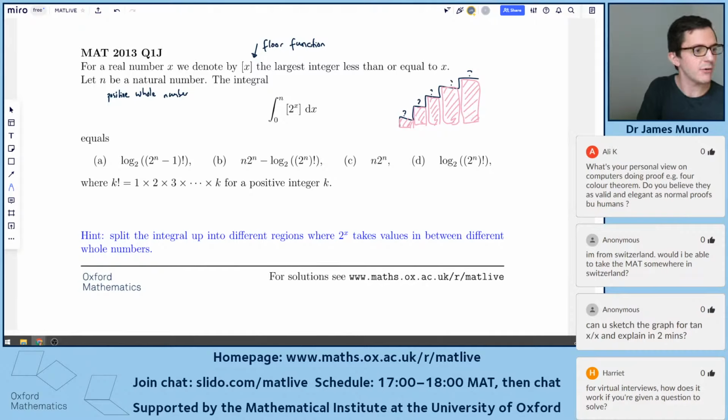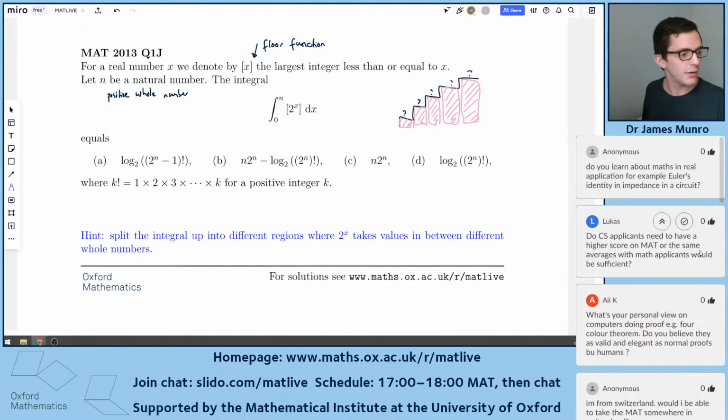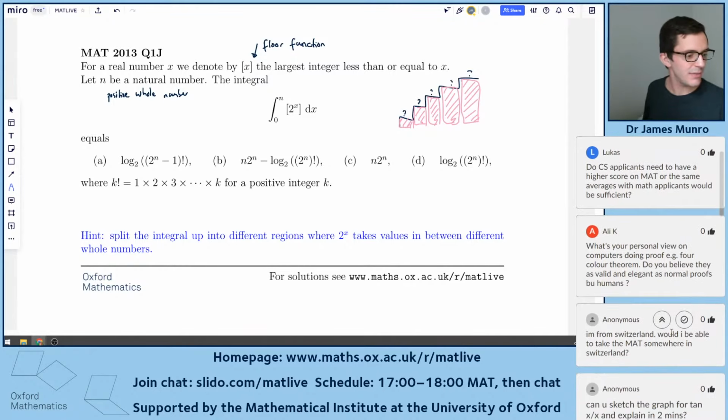Impedance and circuit, I feel like I already did that one. Switzerland, can I take the MAT somewhere in Switzerland? I think so. Yes, probably.